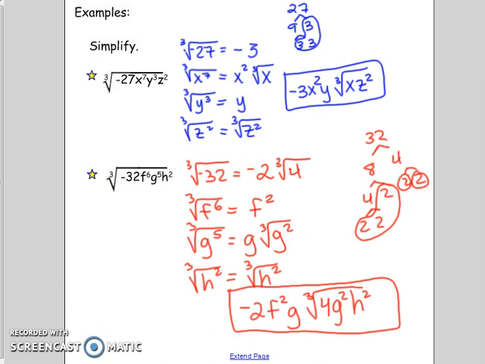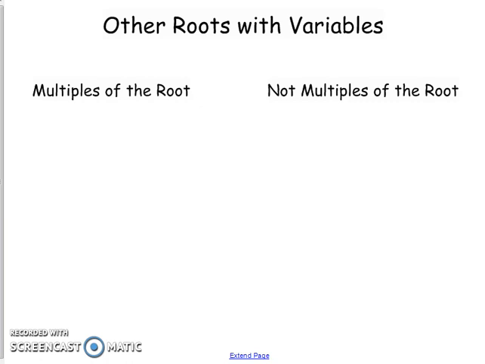Okay? Now this rule for the multiples of 3 and the square roots and all that stuff, it's going to be the same for other roots with variables. Basically when we had the square root, we had even and odd. But that was basically multiple of 2 and not multiple of 2. So for cube roots, we had multiple of 3 and not multiple of 3. So any other possible roots that we can have, whatever indexes we can have, same rules are going to apply.